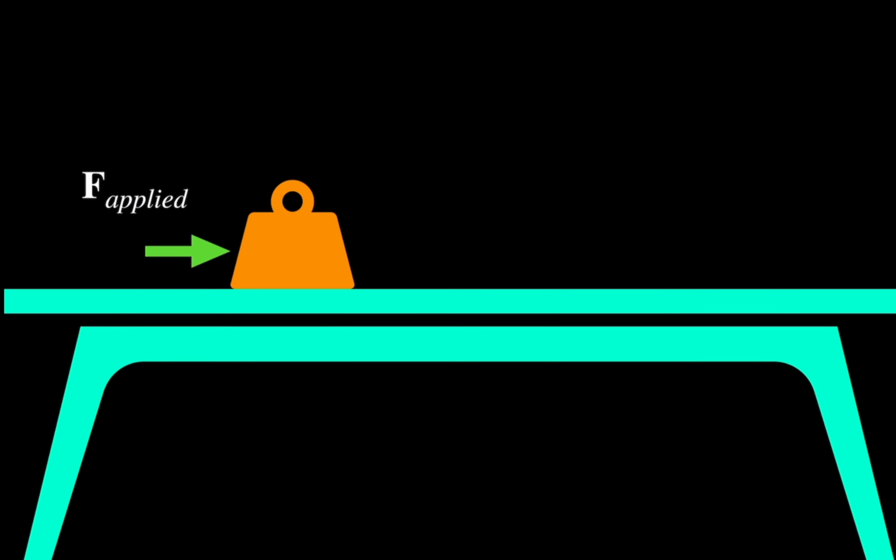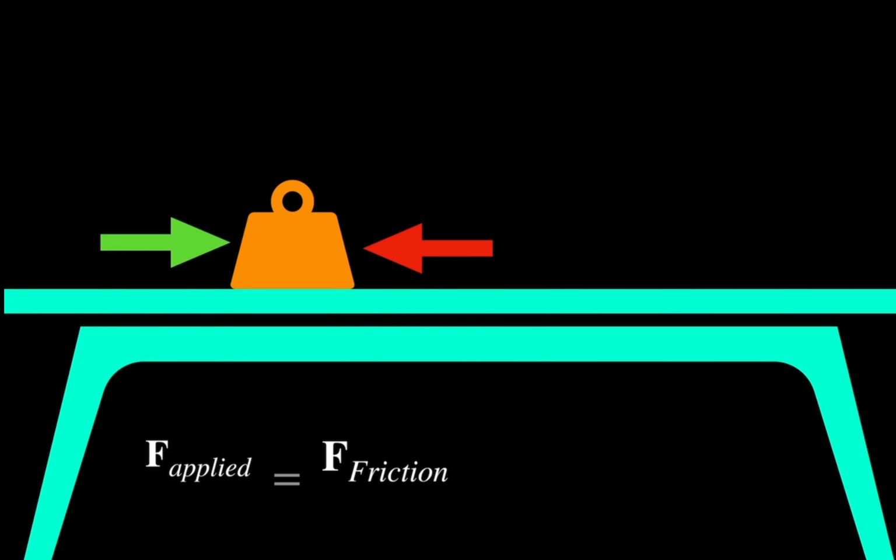Now let's try and increase the amount of applied force. If we increase the applied force, we may still find that the object doesn't move. If the object doesn't move, the only way is that the frictional force must have increased as well. Now the frictional force is once again balancing the applied force, and we can once again write the same equation.